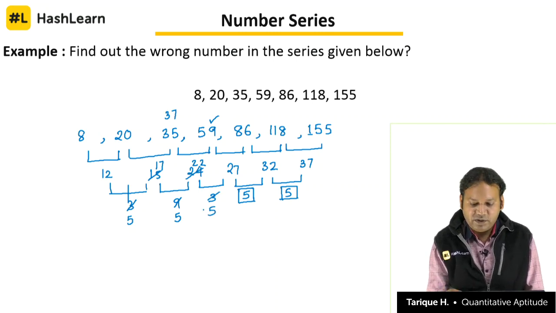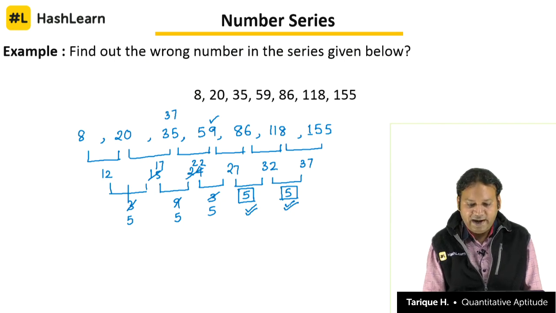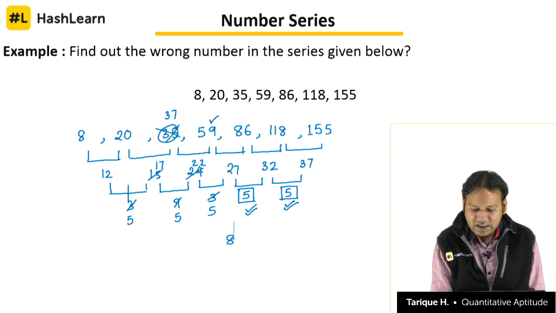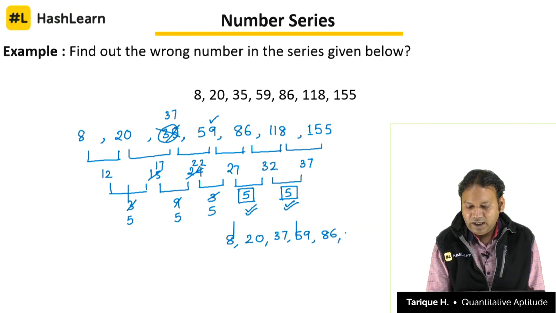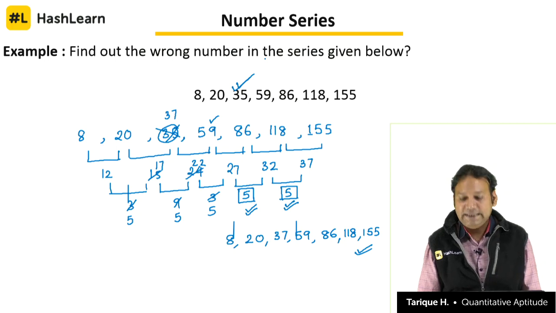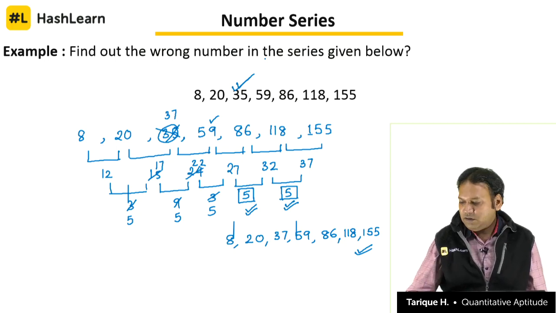So very similar to the previous question, you find the difference, look for where the difference is repeating, and then build the series based on that particular difference. So only one number goes wrong, and that one number is 35. So the new series becomes 8, 20, 37, 59, 86, 118 and 155. So that is our new series here. Which number is wrong here? 35 is the wrong number in this particular series. Okay. So this is the fourth question.